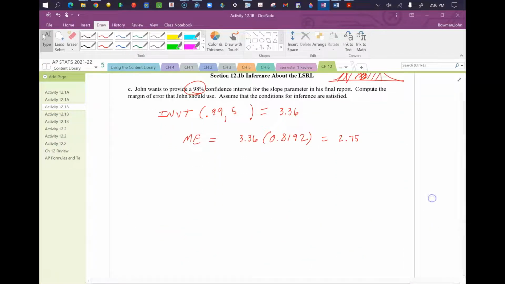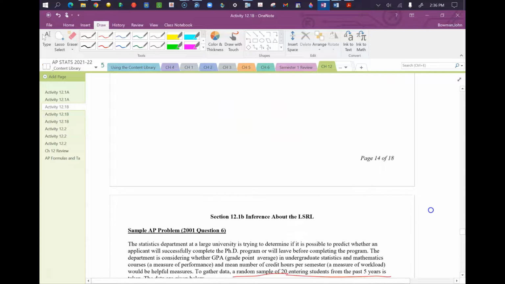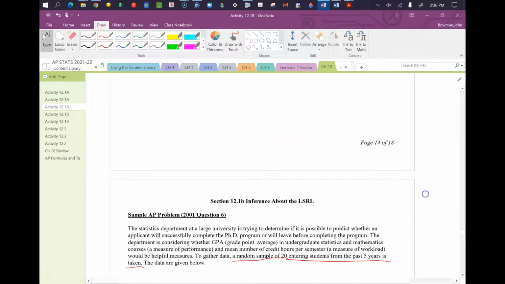Just to make sure that everybody's got the idea, there is one more practice problem here. It is the 2001 question number 6 part of that. So if you'd like to pause the video for a moment, read through that question, see if you can answer the questions. I'll go over it in just a moment.